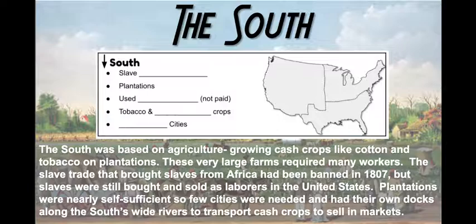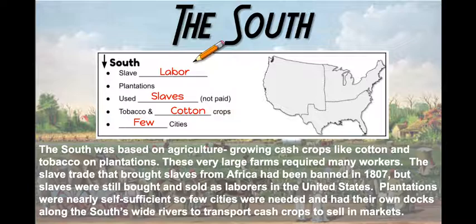Plantations were nearly self-sufficient. That means they could take care of themselves. So very few cities were needed, and they had their own docks along the South's wide rivers to transport cash crops to sell in markets. So the South relied on slave labor. Slaves do not get paid; they're not there of their own will. They work on these big plantations to harvest cash crops, some of those cash crops being cotton and tobacco.